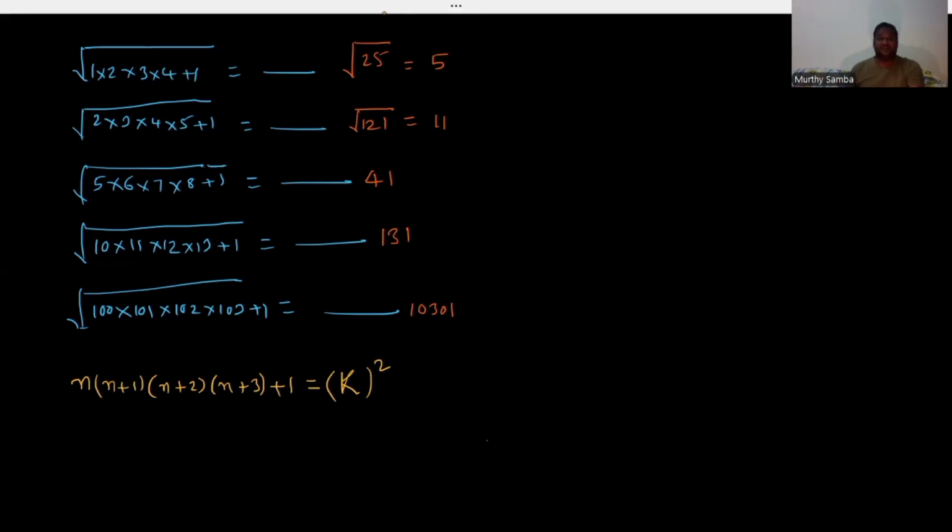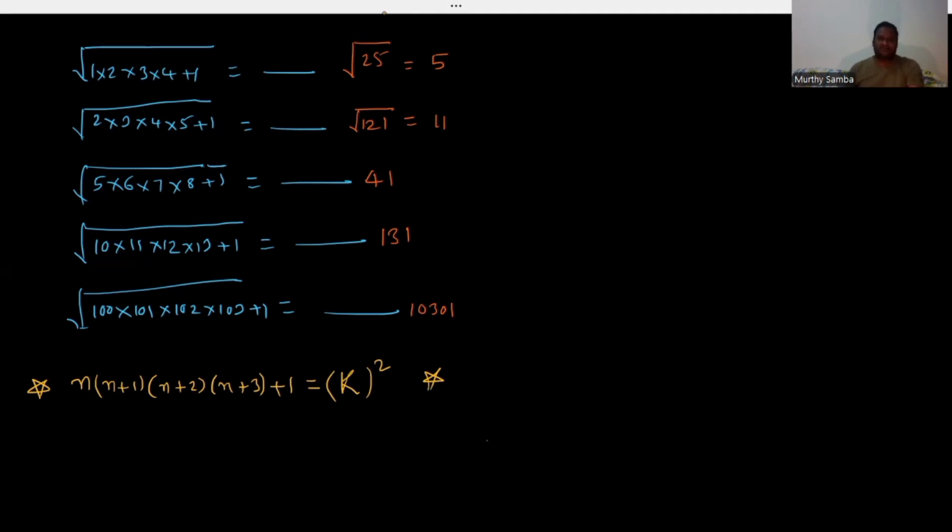See, 25 is a square number, 121 is a square number. Like that, everything is a square number. So that is one thing that you have to identify. It means the product of any four consecutive numbers added by 1 is a square number. And after that, coming to the logic, how I found these numbers.